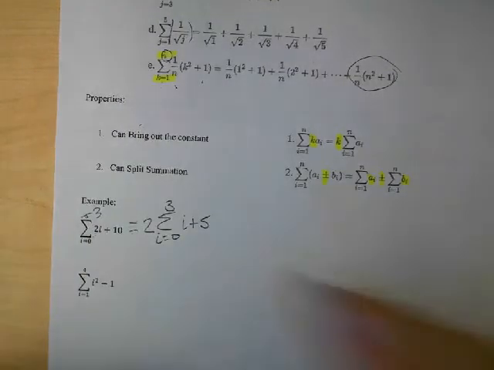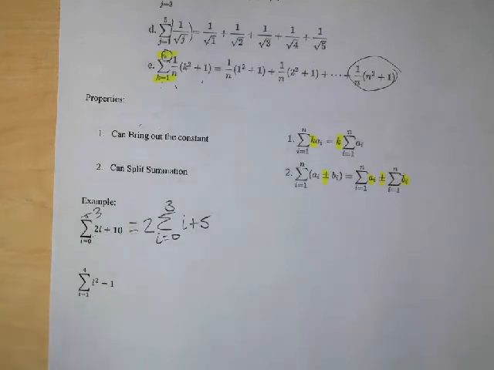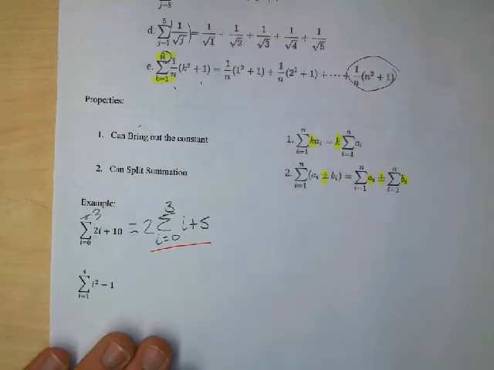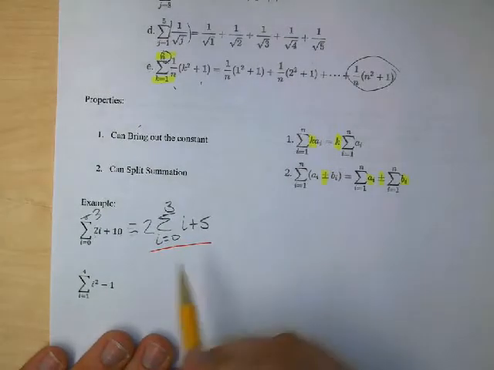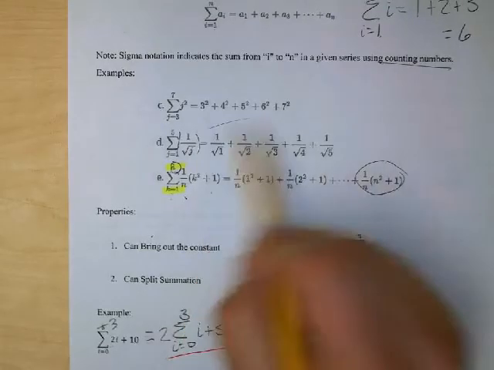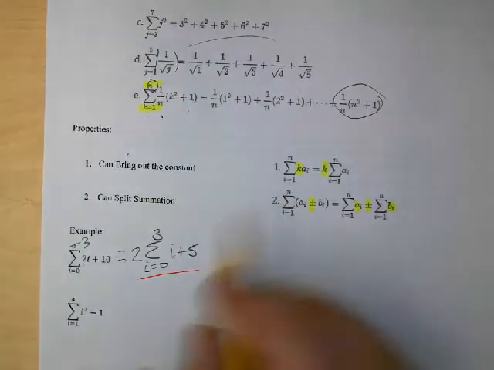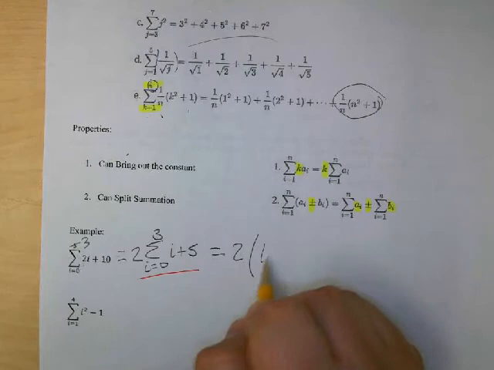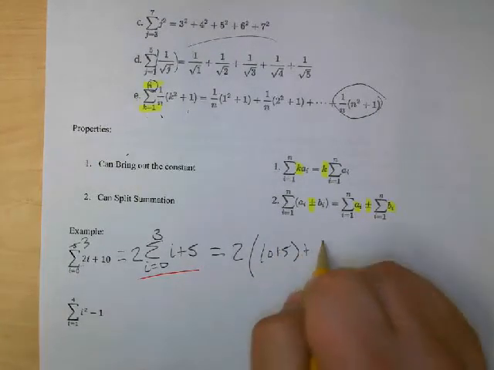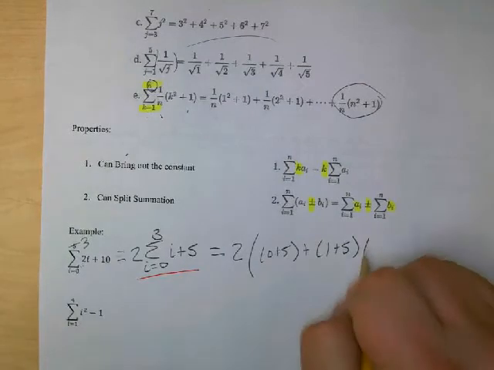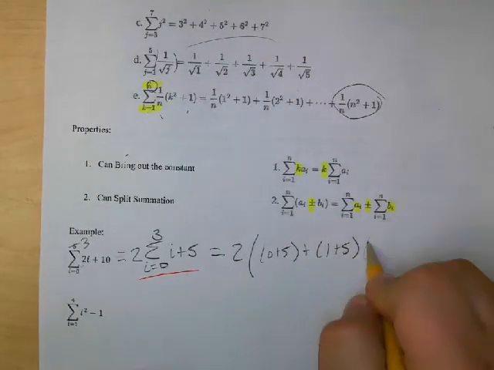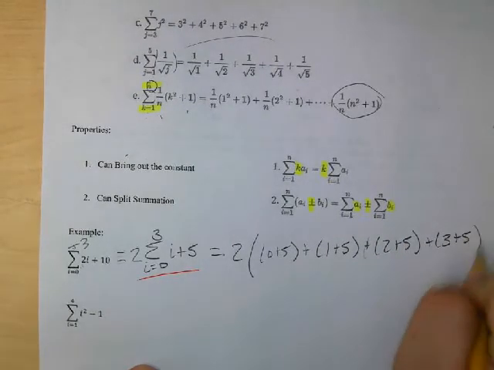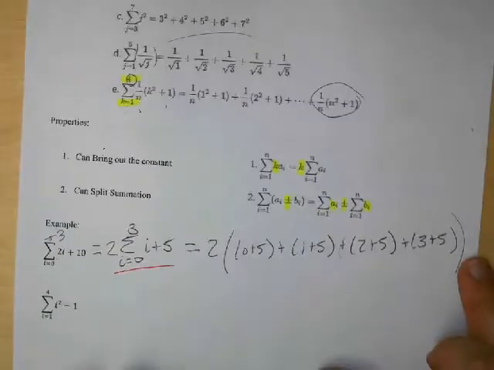Okay, sweet. So now this new sum is what we're finding the sum of now. Okay? So now I can just replace that with stuff up here, following the rule that it has going with it. So that's just 2 times 0 plus 5 plus 1 plus 5 plus 2 plus 5 plus 3 plus 5. Okay? That's what's going on here.